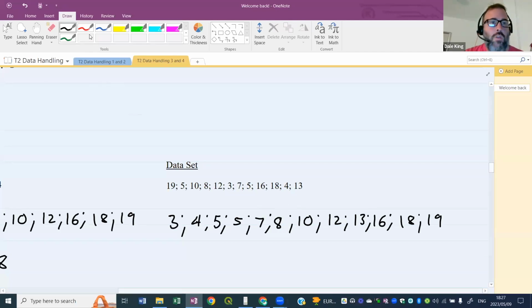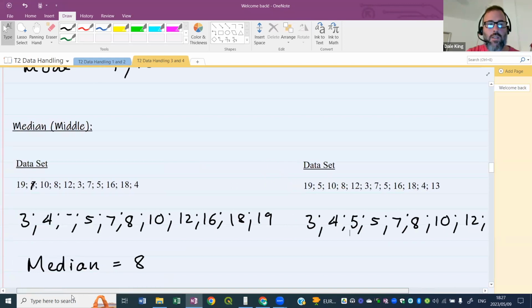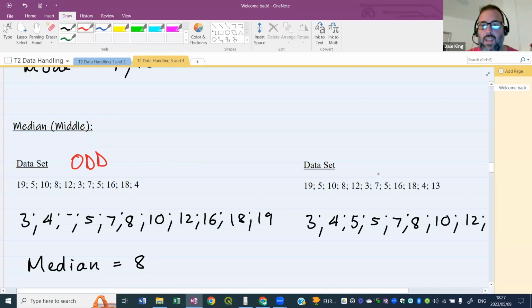Now, why have I done this? Because when you have an extra number, I'll go back to the original over here. We've got the two data sets next to each other. The difference between these two data sets is an extra number, which means the data set on the left has an odd number of numbers in it, and the data set on the right has an even number of numbers in it. Okay, so this is the difference between when you have an odd and an even, all right? So on the left-hand side, we would have crossed out everything except for the 8 and found that the 8 is the median in the middle.